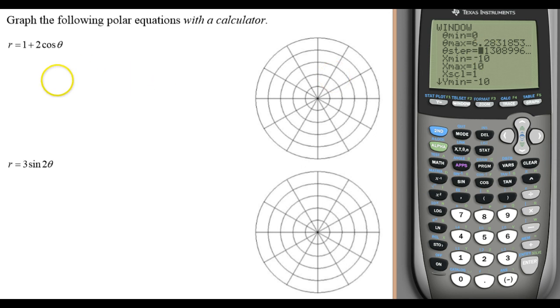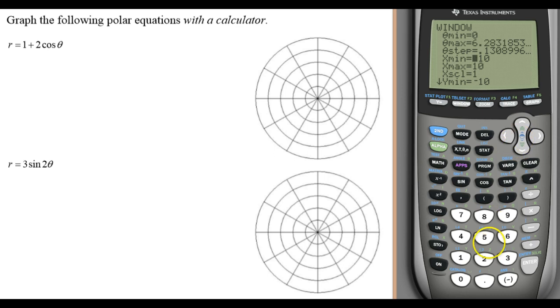So how we decided in that previous example, I was going to plug in 0, then pi over 6, then pi over 3. My theta step there was pi over 6. My theta step here actually translates to pi over 24. So it's plugging in 1/24 of 2 pi every single time. Then after the theta values, that's when we get to x min and x max.